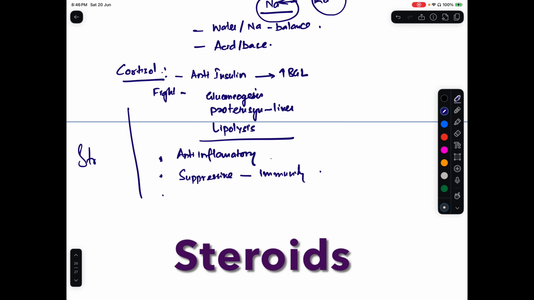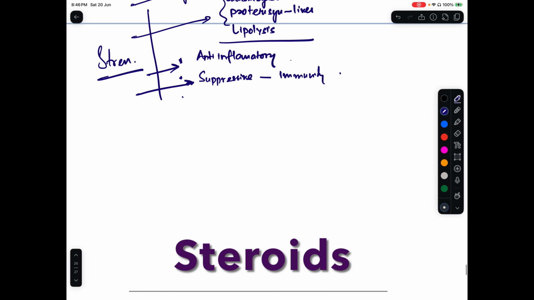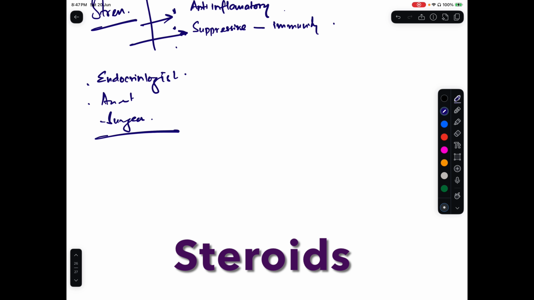So it is a stress hormone. Anti-inflammatory, immunity, glucose and protein lysis, insulin, increases blood glucose. So these are the functions of cortisol. So whenever there is a surgery involved, the patient is on steroids. Whom will you involve? These have a role of endocrinologist because hormones are there. Then anesthetist is also there, and surgeon. So the consultant is multidisciplinary.